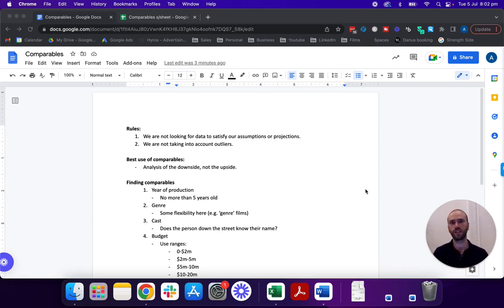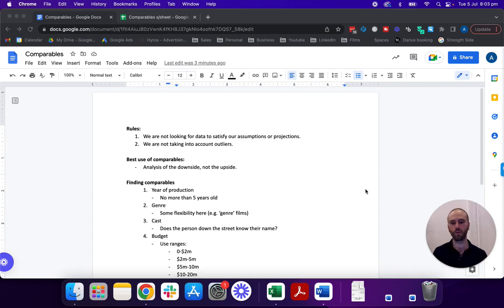What you should be doing is using these projections at a very early stage of the financing process. Pretty much when you're deciding to work on a film and finance it, you should be going out there, finding comparables, looking at what the data says, and using that to inform how much private investment you're going to raise, because that's going to give you an idea about how much money the film can actually make, and it's going to give you the best chance of returning money to investors. So we want to do it that way rather than just trying to pluck data that satisfies our own projections. So that's number one.